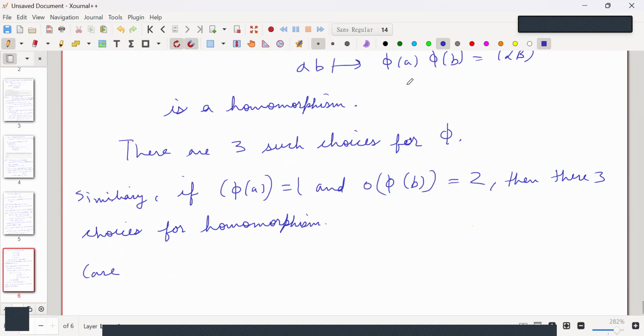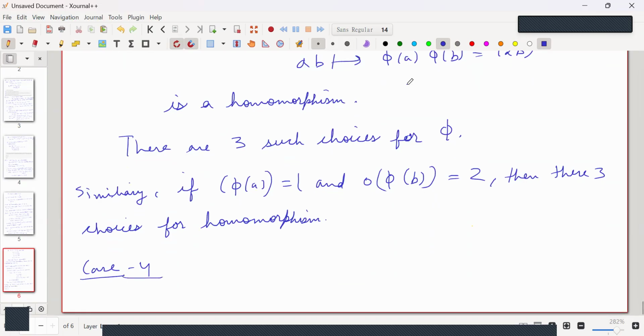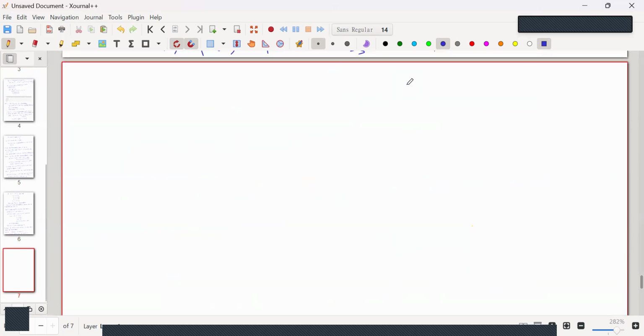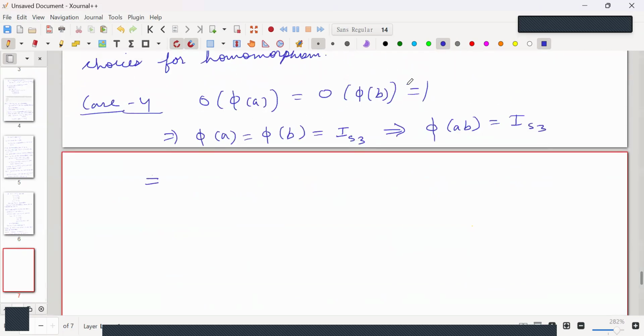And the last case is the order of phi A is equal to the order of phi B, and that is 1, which implies phi of A is the same as phi of B, and that is identity of S3. And this will imply that phi of AB is also identity of S3, and hence phi is the trivial homomorphism.